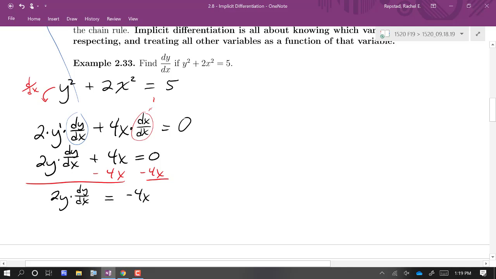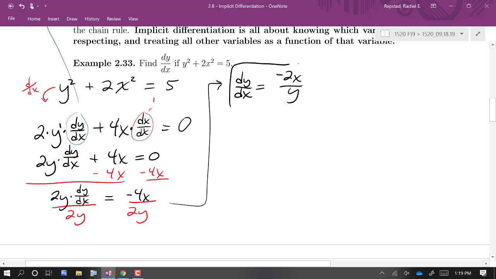And then what am I going to do next? Divide by 2y. Yeah, divide by 2y. And that gets us dy/dx equals, if we reduce, minus 2x over y. Note that our expression for dy/dx has both x's and y's, and that happens a lot of the time when we're doing implicit differentiation. We didn't have y explicitly as a function of x up here, so we can't really expect to always be able to get y as a function of only x. Most of the time, it's going to involve both x's and y's.